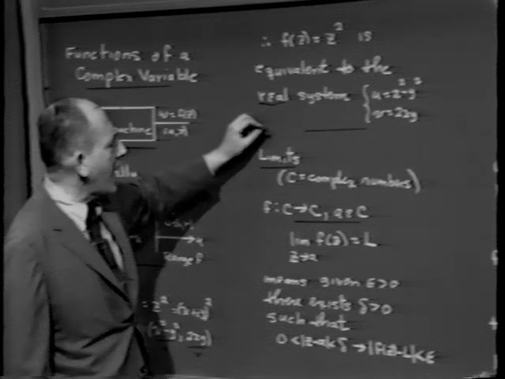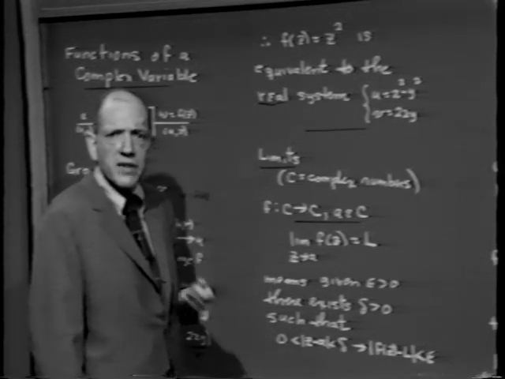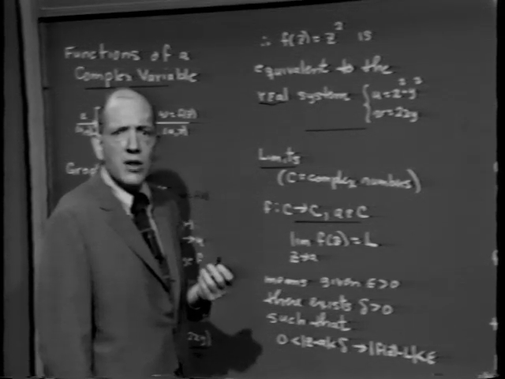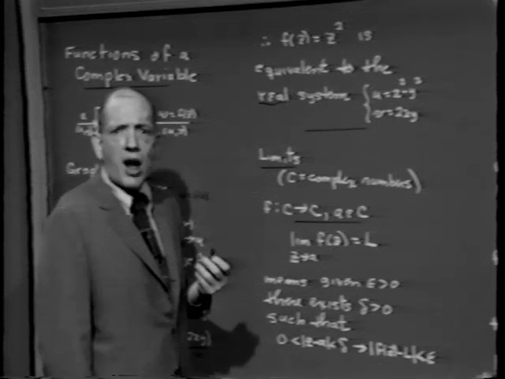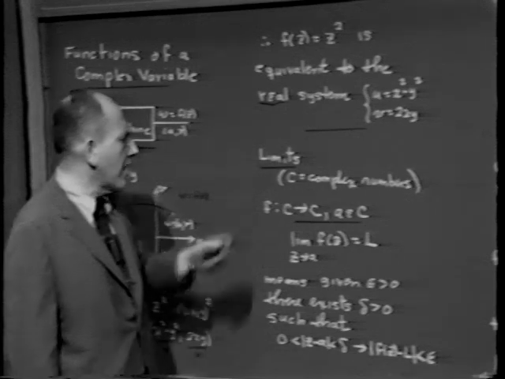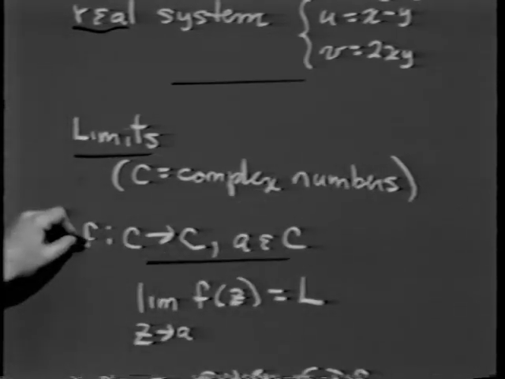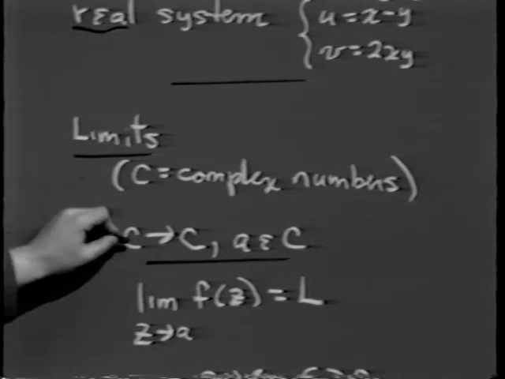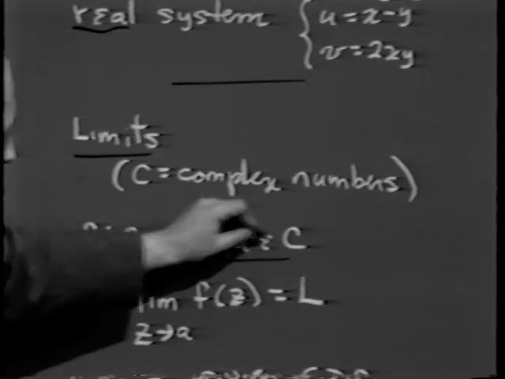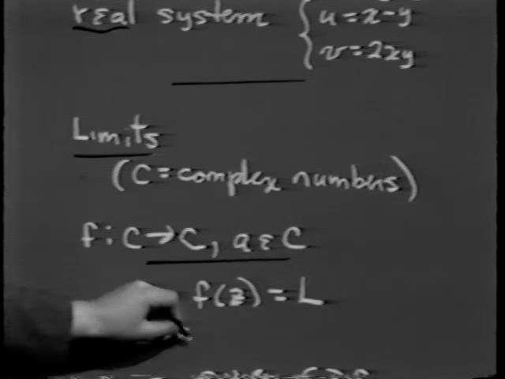Let's go on. Ultimately we want to get to derivatives and integrals. And the one concept that we need for a derivative, after we know the theory of functions, is the concept of a limit, right? So we want limits next. And what are we going to do? Letting C denote the complex numbers just for purposes of identification, suppose we have a mapping from C into C. Suppose A is in C, in other words, A is some complex number. We define the limit of f of z as z approaches A to be L.